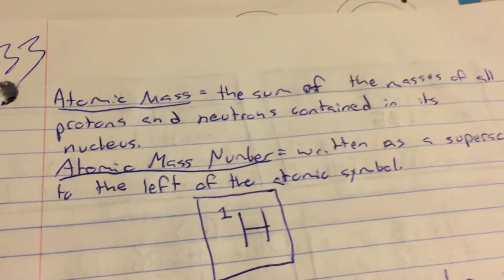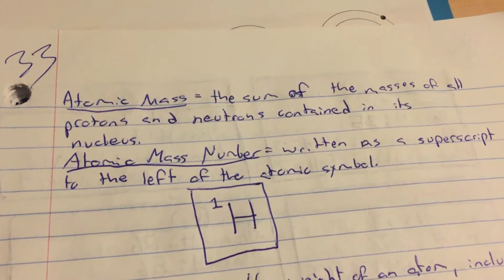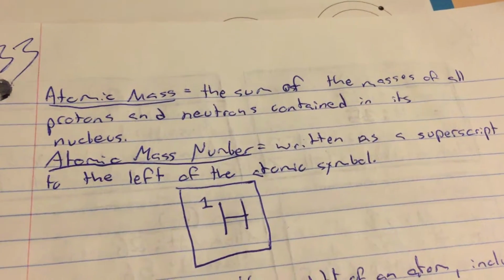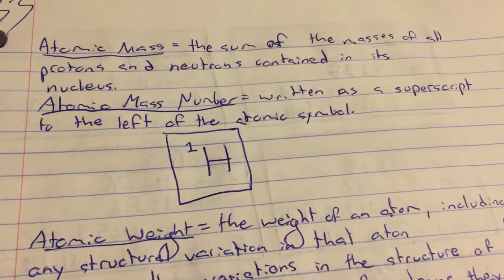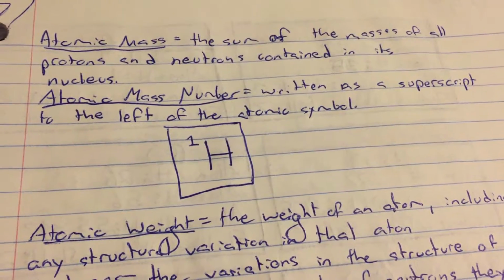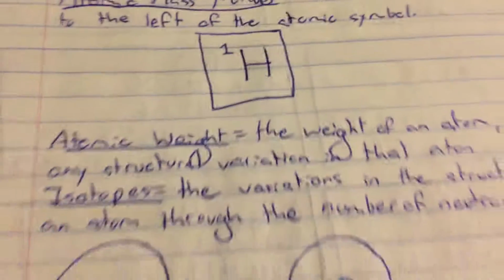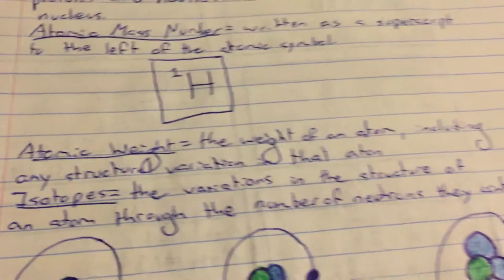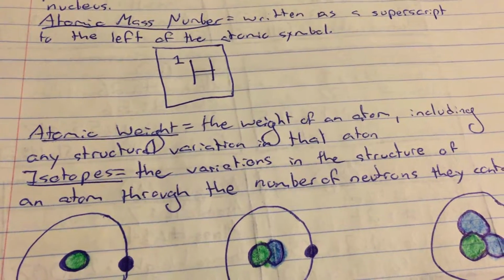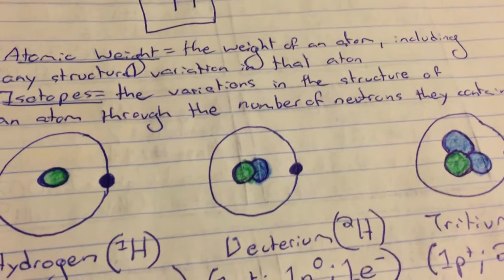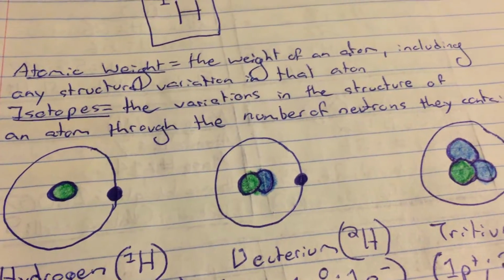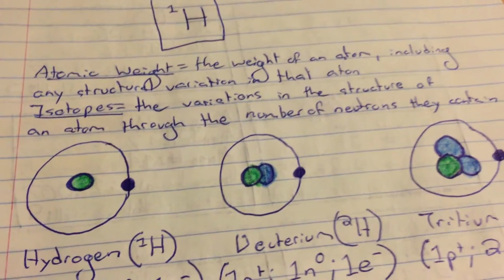The atomic mass is the sum of the masses of all protons and neutrons contained in its nucleus. The atomic mass number is written as a superscript to the left of the atomic symbol. The atomic weight is the weight of an atom, including any structural variation in that atom. Isotopes are the variations in the structure of an atom through the number of neutrons they contain.